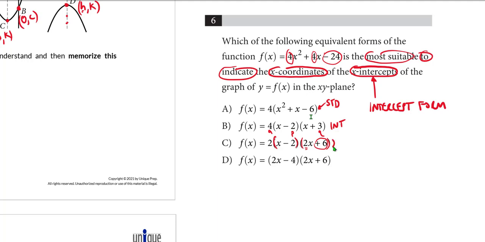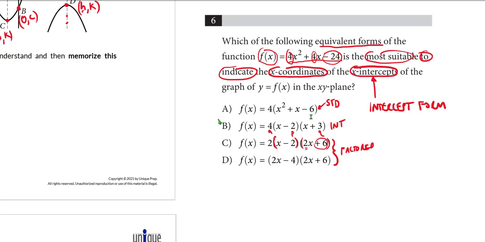That is the same as in answer choice D. Again, these are both factored form. Now keep in mind, the question itself did say these are all equivalent forms of this function. In other words, when we manipulate them, let's say FOIL them out or distribute them, we're going to get 4x² plus 4x minus 24. So they all are the same function.